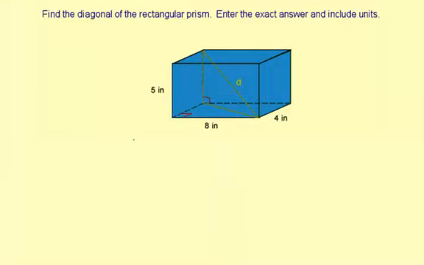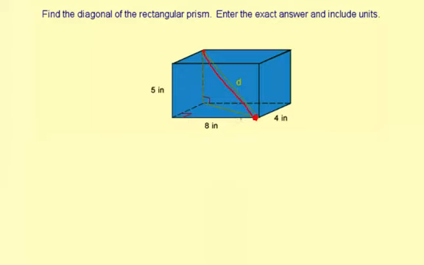Find the diagonal of the rectangular prism. Enter the exact answer and include units. So here you can see the diagonal going from this corner down to this corner here. We want to know that distance.